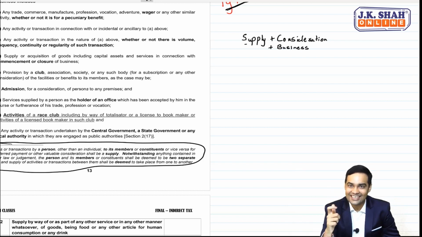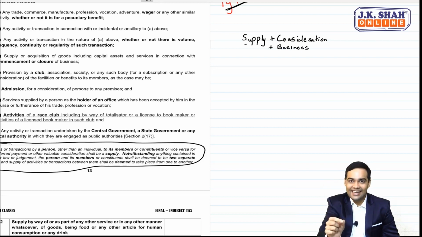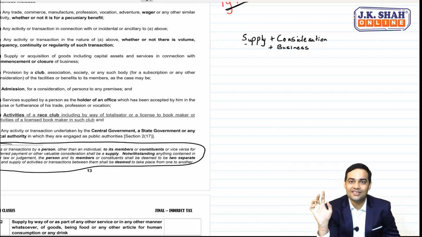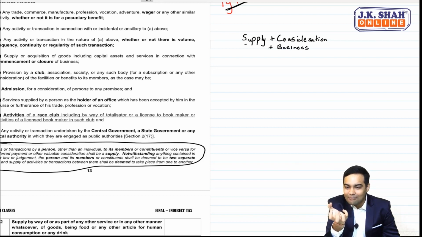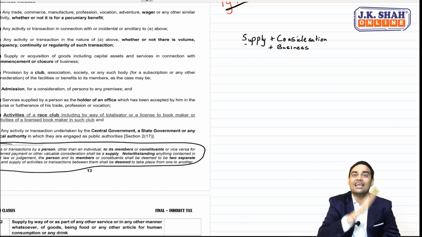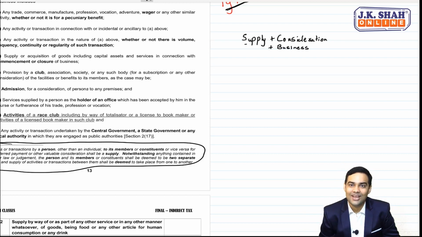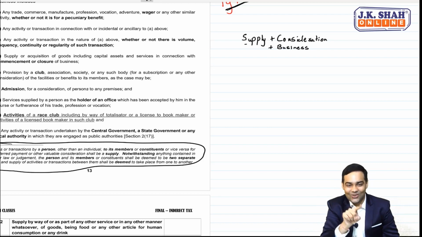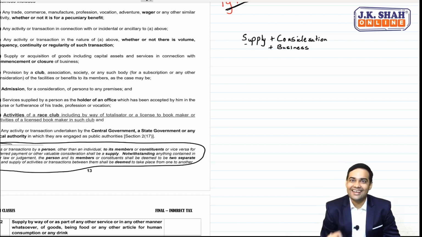But when we read the provisions, it says a person other than individual to its members or constituents. Sir, constituents meaning the persons who have made that particular organization. They are deemed to be different, and a supply between these two will be liable to GST. Let's have a look at the amendment now. I will explain this particular part again.